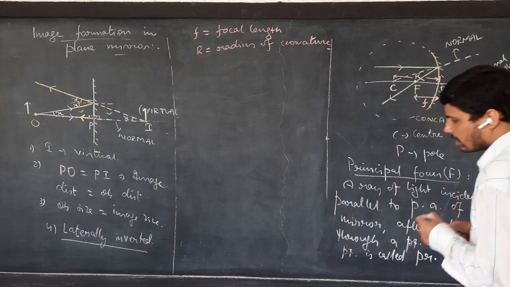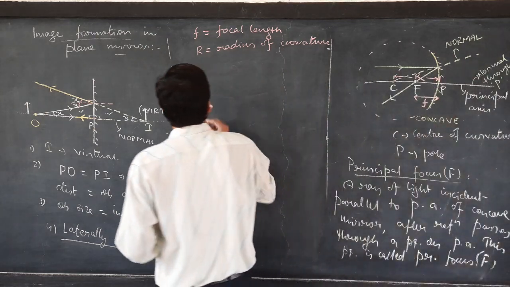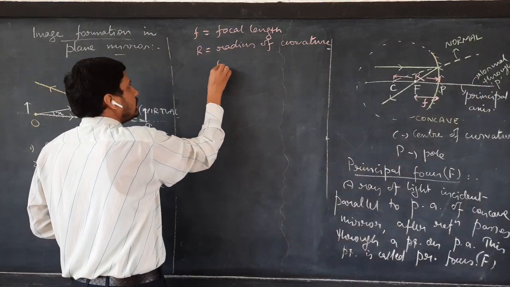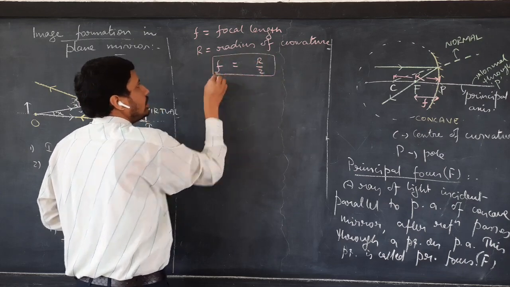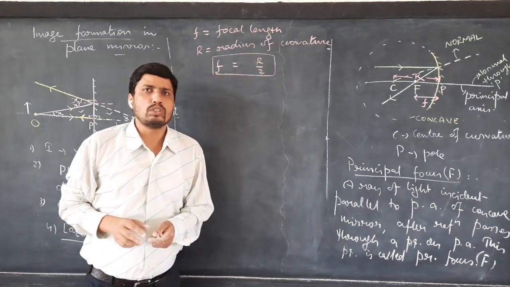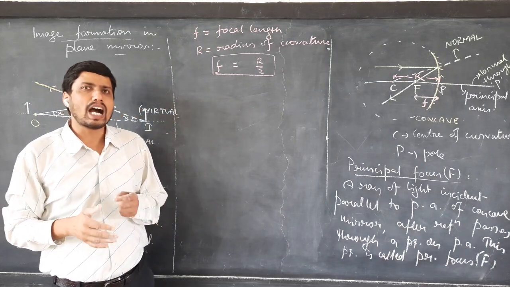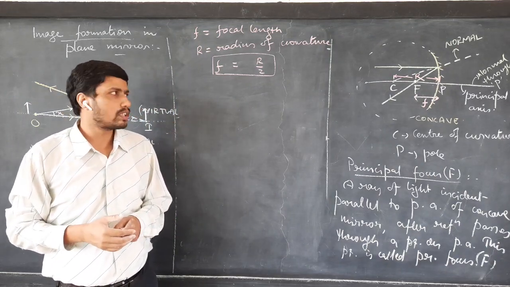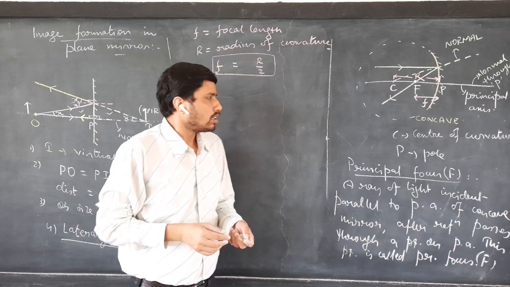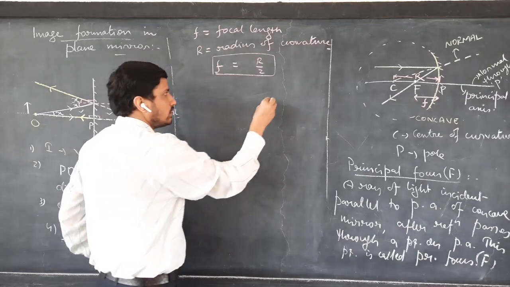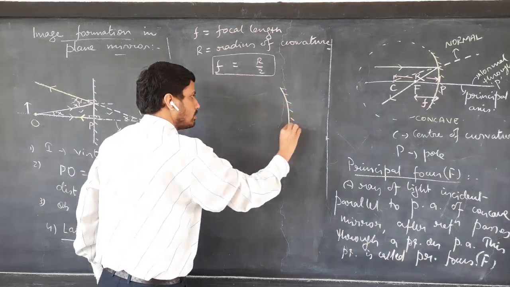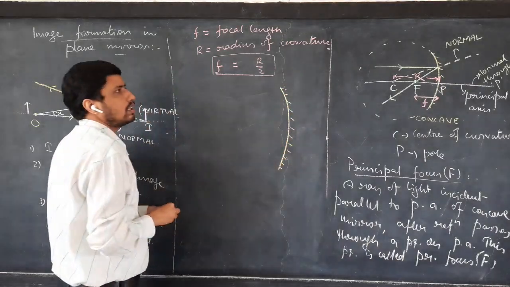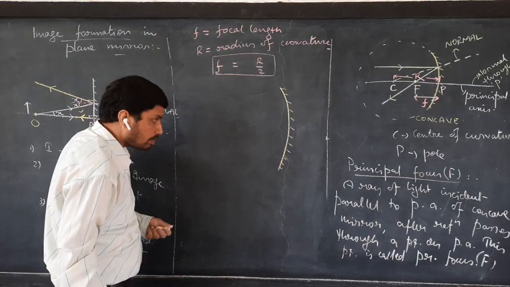So today I'll end up with one important relation between F and R. The relation between them is this: F is equal to R by 2. The focal length for a concave mirror is half the value of its radius of curvature. Now to prove that, I'll draw that figure again. So this is our concave mirror. I'll draw it a bit big. This is our principal axis.